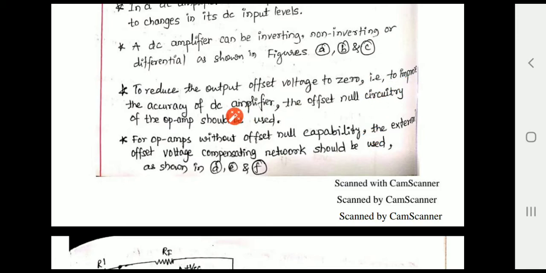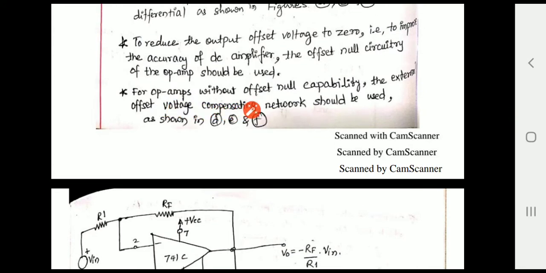To improve the accuracy of the DC amplifier, the offset null circuitry of the op-amp should be used, which is important. This null circuitry will reduce the offset voltage present at the input and the output side of the op-amp to 0 when there is no power or input. For op-amps without offset null capability, an external offset voltage compensating network should be used. That is shown in D, E and F. Using these circuits we will reduce the offset voltage to 0.